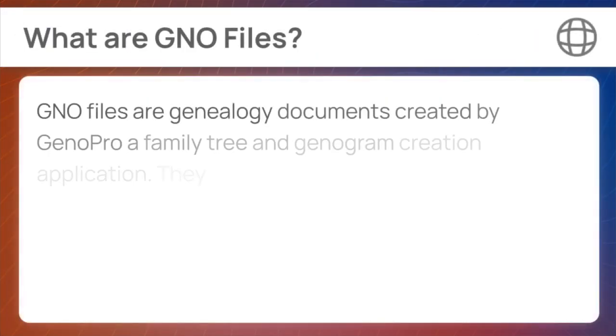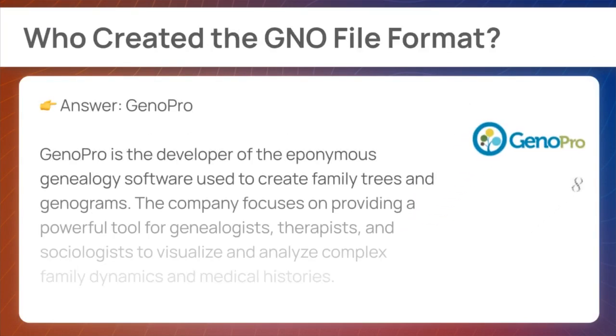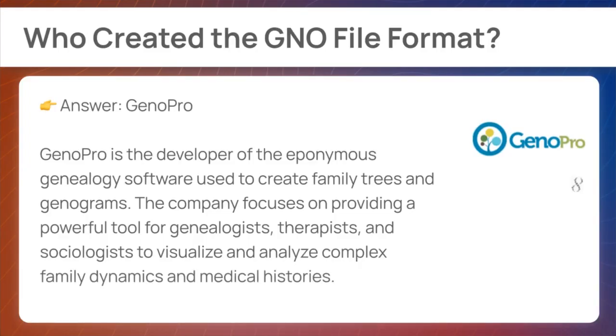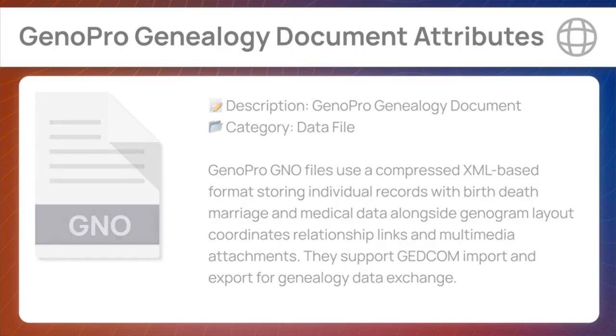GNO files are genealogy documents created by GenoPro, a family tree and genogram creation application. They store individual records, family relationships, medical history, timeline events, and visual genogram layouts for comprehensive family history documentation and research. GenoPro GNO files use a compressed XML-based format, storing individual records with birth, death, marriage, and medical data alongside genogram layout coordinates, relationship links, and multimedia attachments. They support GEDCOM import and export for genealogy data exchange.